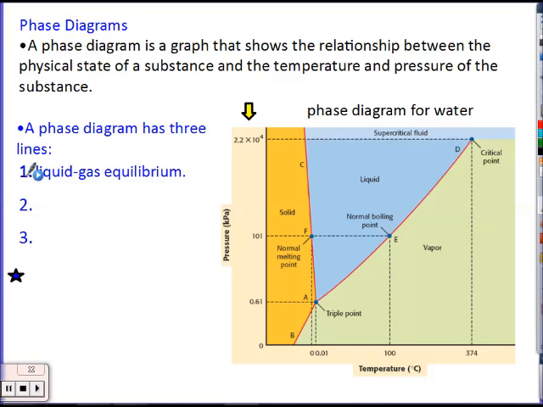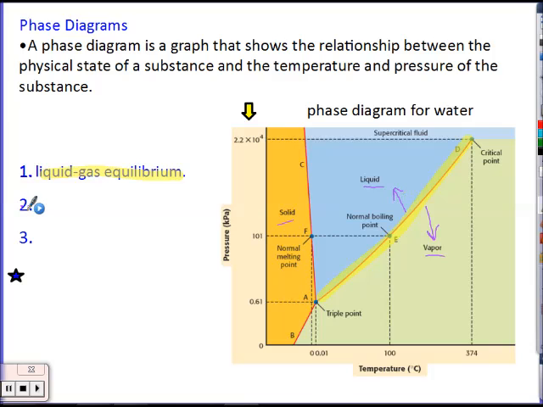The first line is the liquid-gas equilibrium line. And this is when I look and see where the liquid is and where the vapor is. Liquid is here, vapor's here, solid's over here. So anything below this line is a vapor. Anything above that line is a liquid.